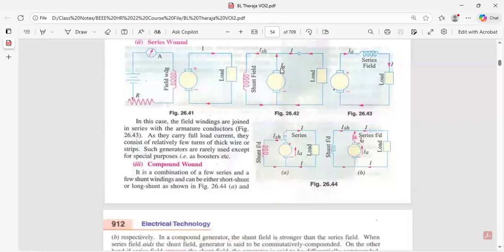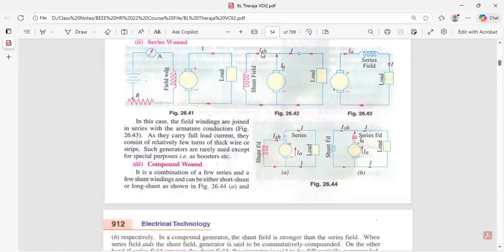What is the current in the armature winding? IA. IA is the armature current. This current is coming to this point. This current is dividing in these two windings because these are parallel. In parallel, current will divide. IA will divide as IL, the load current, and the field current. ISH is called the field current.